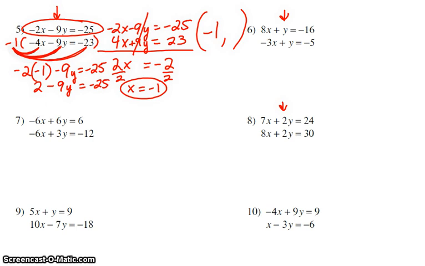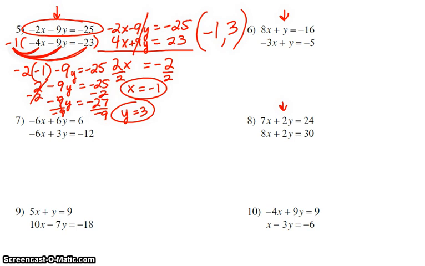Erase this. Minus 2, minus 2. Negative 9y equals negative 27. Divided by negative 9, divided by negative 9. We get y equals 3. Alright, so your final answer should be negative 1 comma 3.